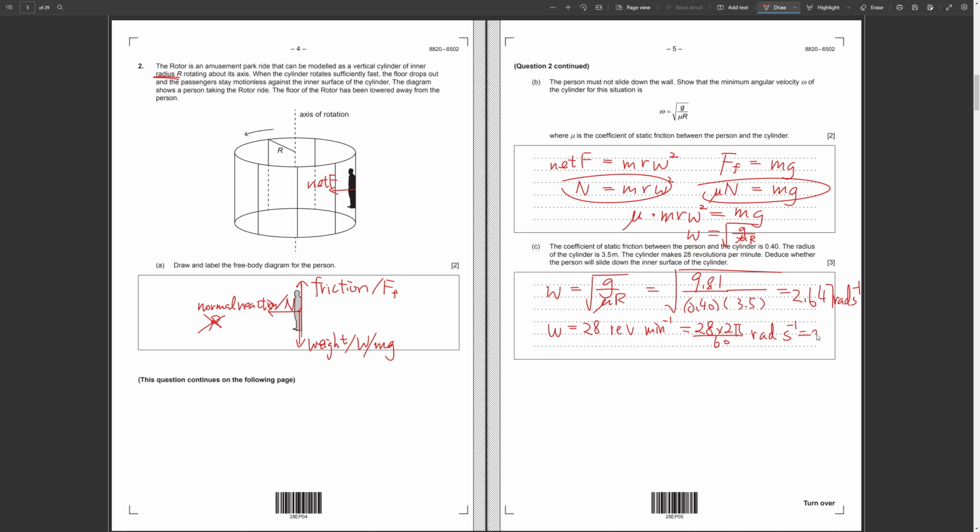It is 2.93 radians per second. To conclude, you may compare: the actual spinning angular speed is greater than the required minimum safe angular speed. Therefore, the passenger will not slide down. Make sure you put a comparison like this one.